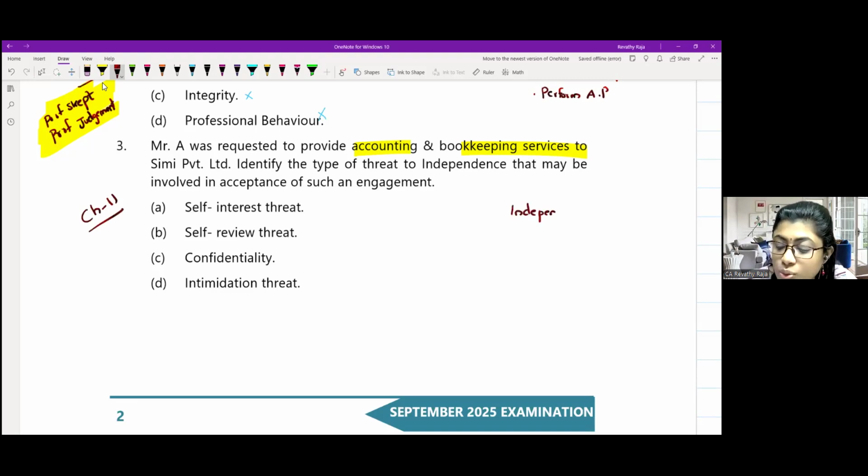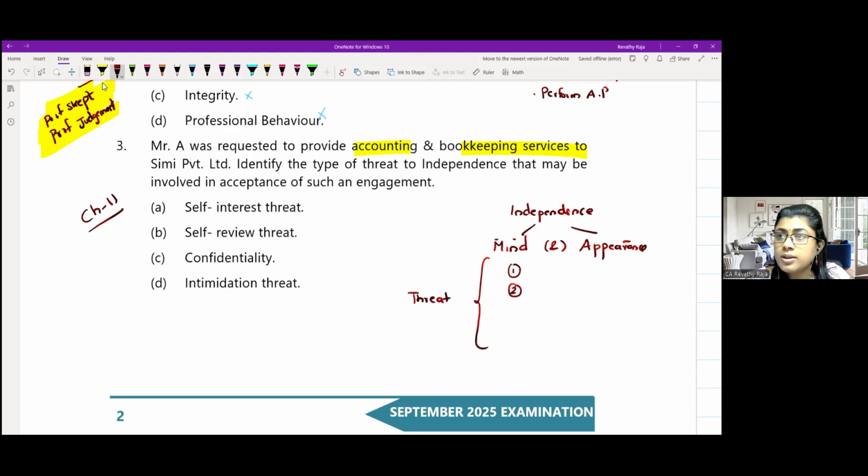Independence has two interlinked perspectives. What are the two interlinked perspectives of independence? Independence should be there in mind and independence should be there in appearance. Is it 'and' or 'or'? It is 'and'. Both you should follow. Now how many threats are there affecting independence? Five threats are there.